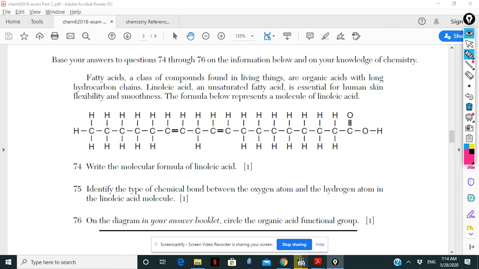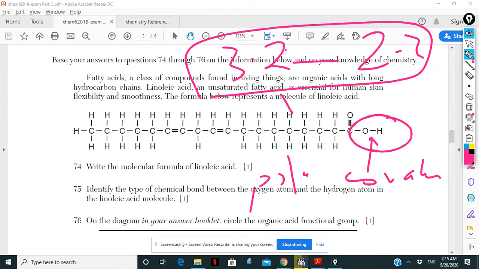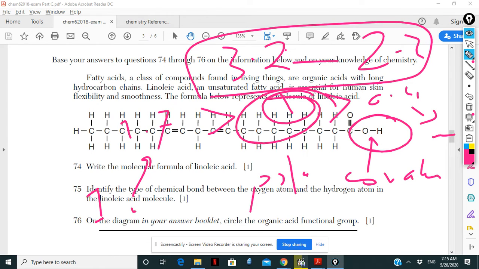Now, identify the type of bond between oxygen and hydrogen. The type is covalent; in another way, it's polar. Why? Because oxygen is, if I remember, 3.2, and hydrogen is 2.2. So the difference, which is 1, is more than 0.4 and less than 1.7. Below that is for nonpolar, above that is for ionic, so the middle part is going to be for polar compounds.